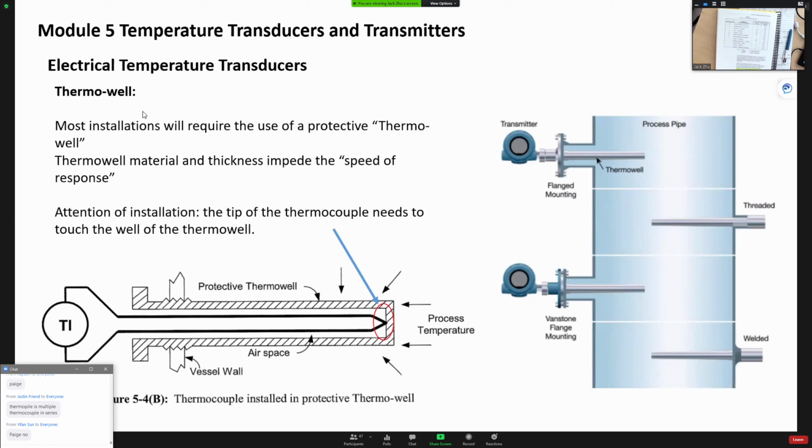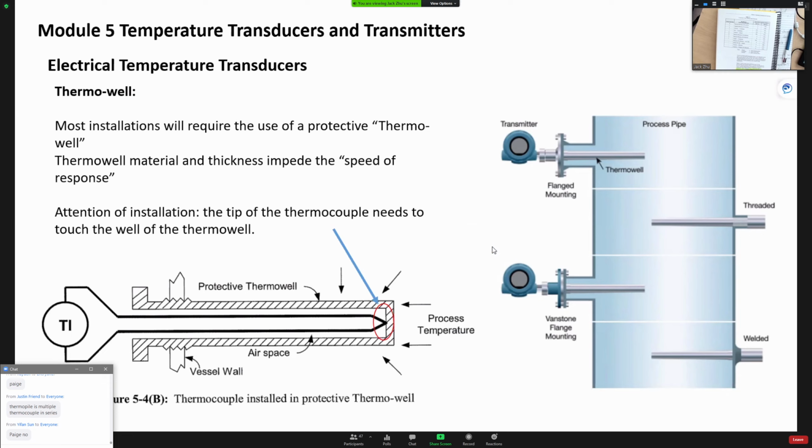Another thing that also affects the response time: in lots of industrial installations, if you have a process, either a tank or a pipe, and you try to measure the temperature in there, you're not going to just stick a thermocouple directly in there. Usually they will build a thermal well. The thermal well is built into the tank or the pipe, and your thermocouple is stuck inside the thermal well. Make sure the front of the thermocouple is touching the thermal well.